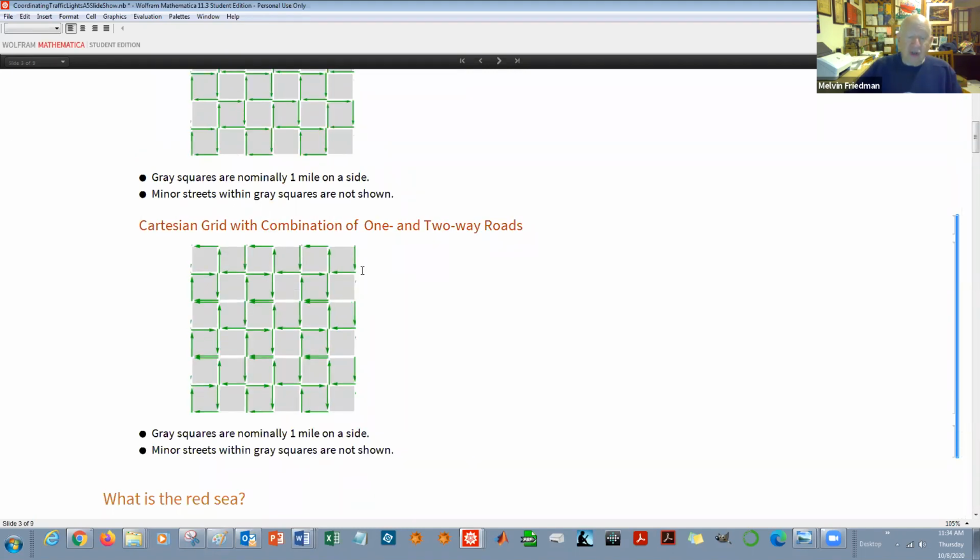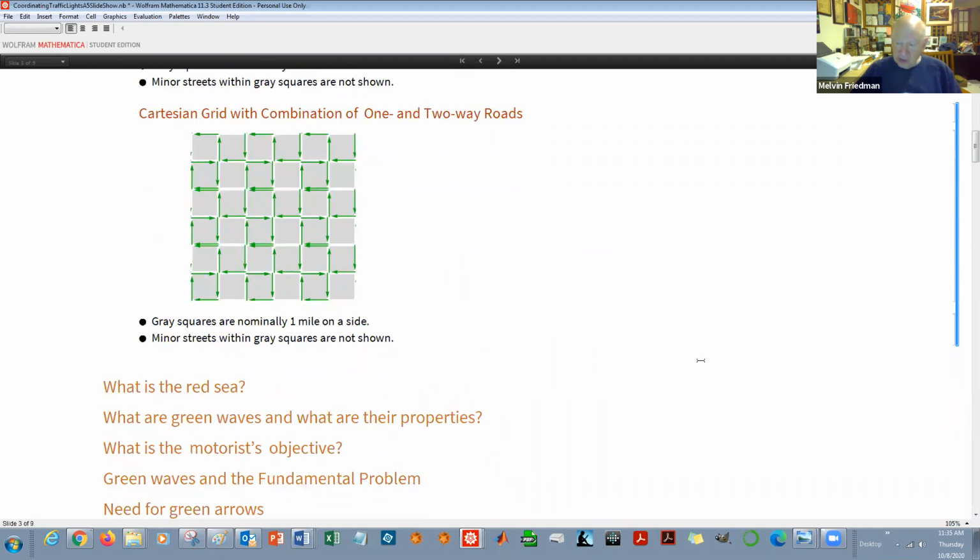The third class of road that we'll consider is this. Here we have a Cartesian grid of 1- and 2-way roads. Once again, these gray squares are nominally 1 mile on a side. And here you see we have traffic heading north and south on the same street, and we have traffic heading east and west on the same street. However, here I've designated 2 streets where traffic is only heading west, this one and this one. So this is what we call a mixed road system.